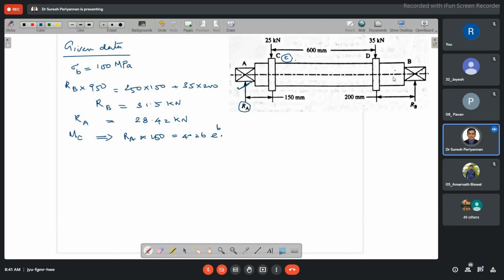I put all in Newton millimeter. Okay. Then bending moment at C, bending moment at D, tell me, someone else. Bending moment D. RB into 200. 6.30. Thank you.